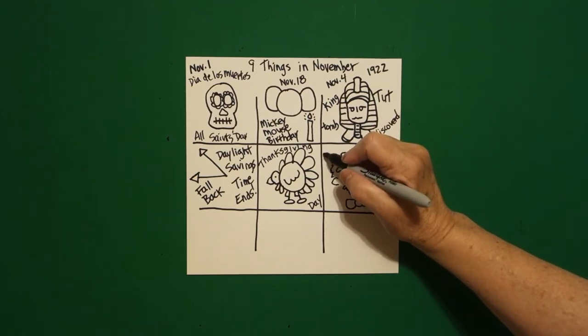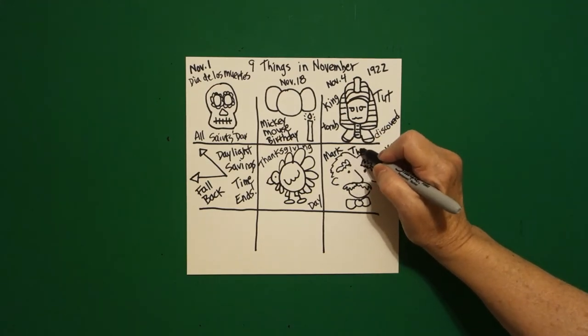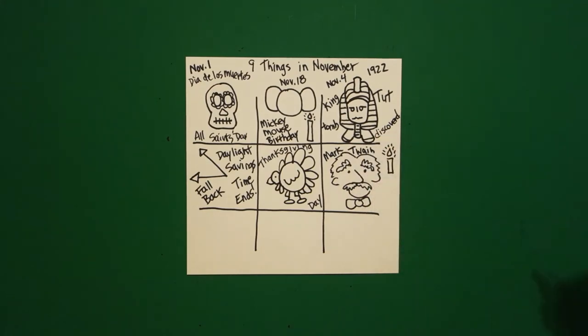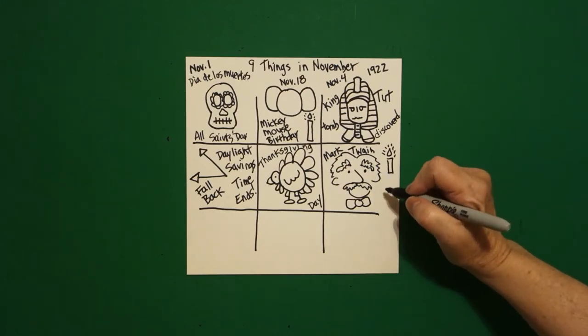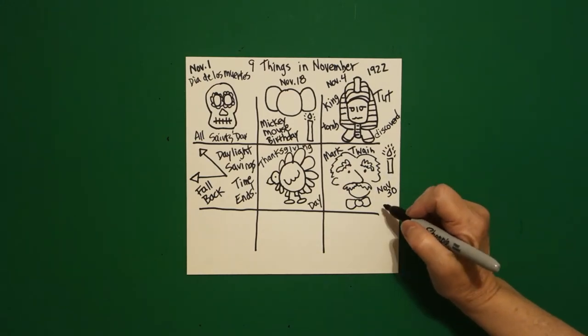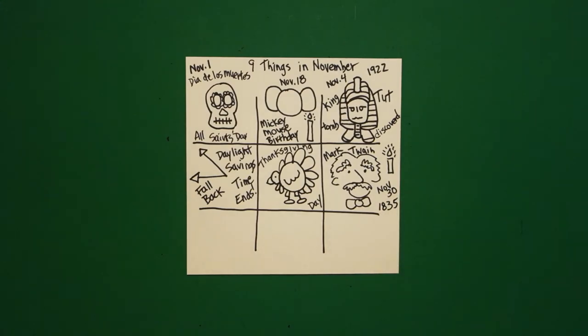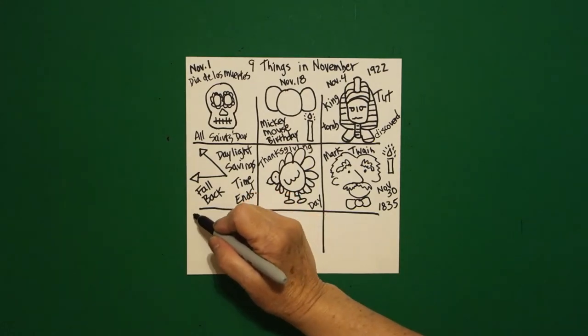This is Mark Twain. And some of you might go, who? Very important American author. November 30th is his birthday, 1835, and he wrote Tom Sawyer and Huckleberry Finn. Come over here to this space.